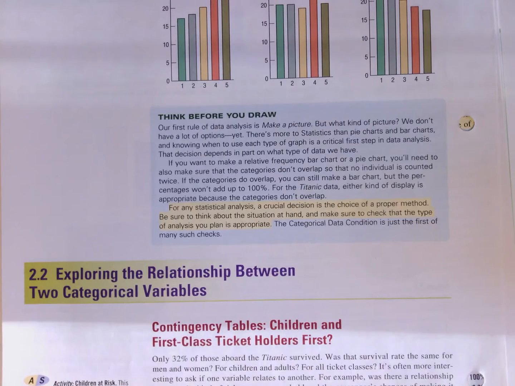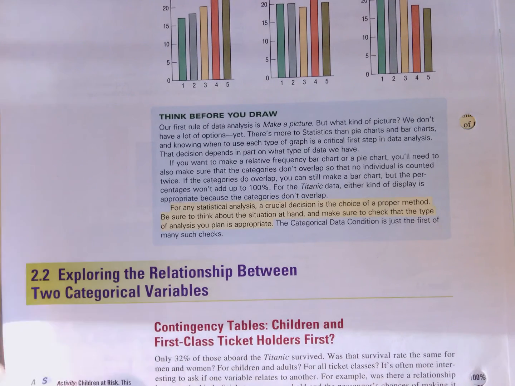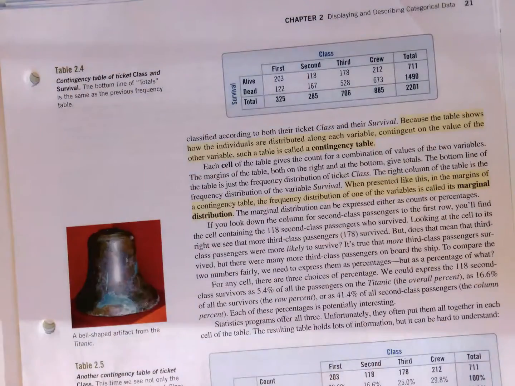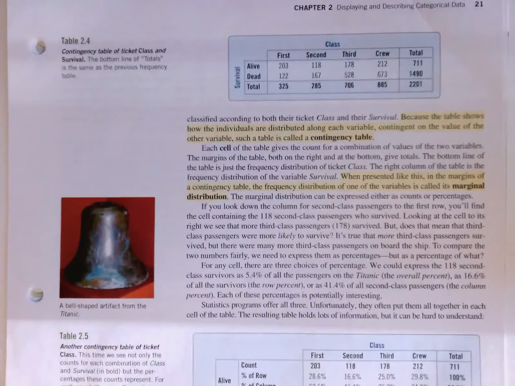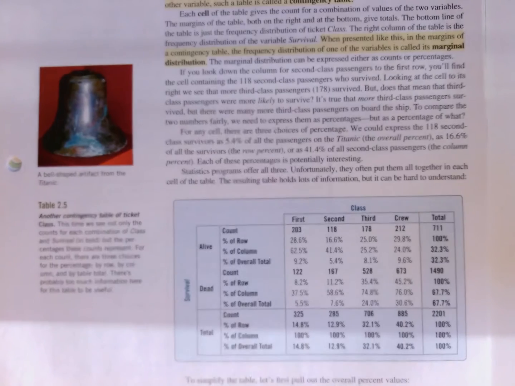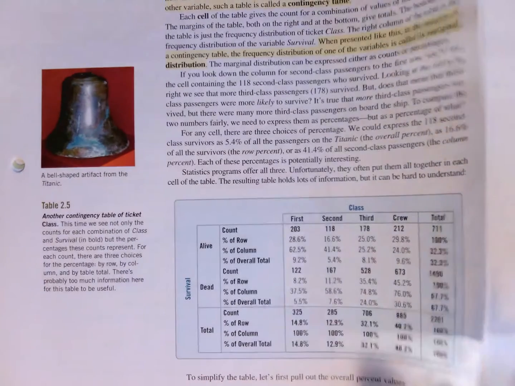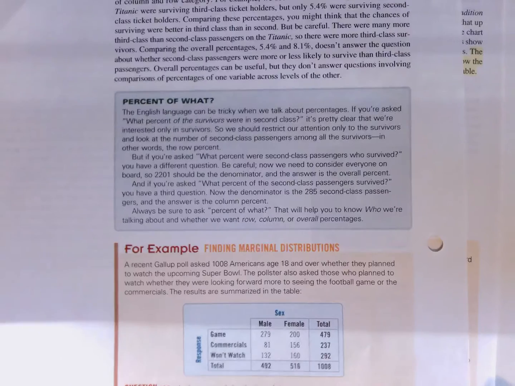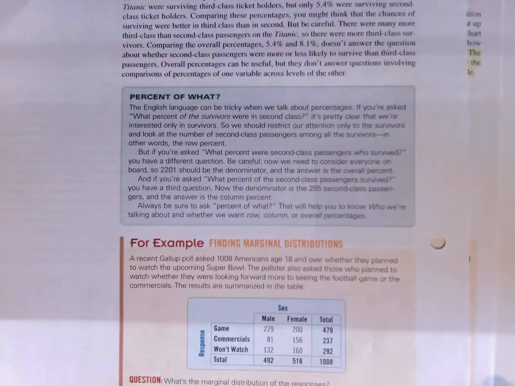Life gets much more interesting as we start comparing the relationship between two categorical variables, and so that's the subject of section 2.2, where we introduce the idea of a cross-classification or contingency table. There are different ways of displaying that. We'll talk about the idea of something called a mosaic plot in a few minutes.